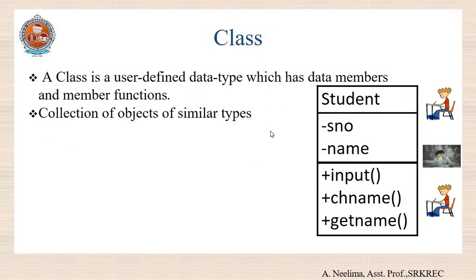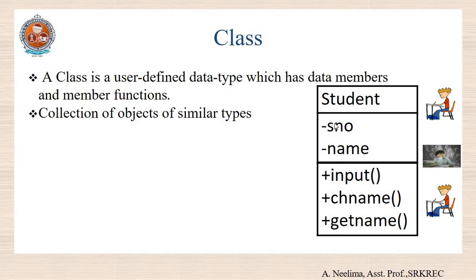And next one is class. A class is a user-defined data type which has data members and member functions. So data members are the data variables and member functions are the functions used to manipulate these variables, and together these data members and member functions define the properties and behavior of the object in a class.